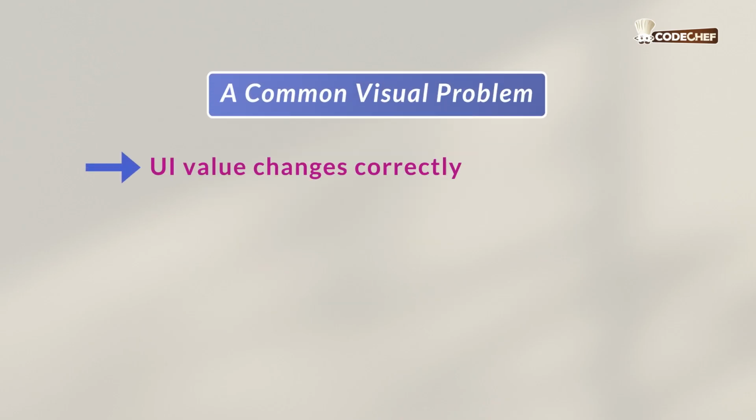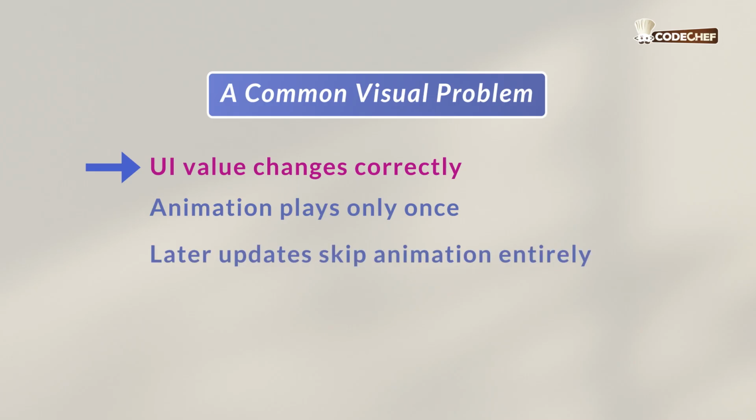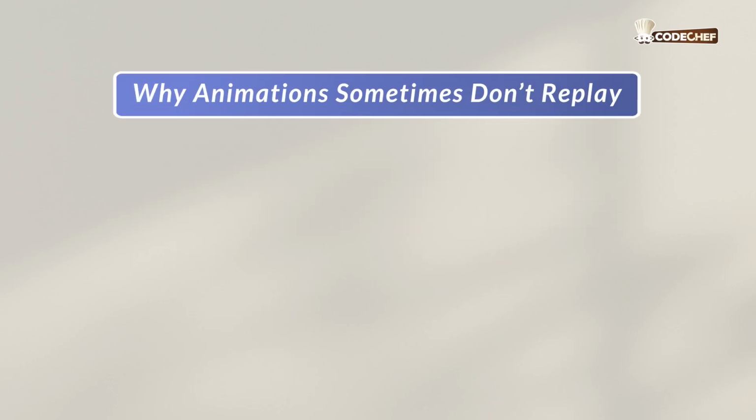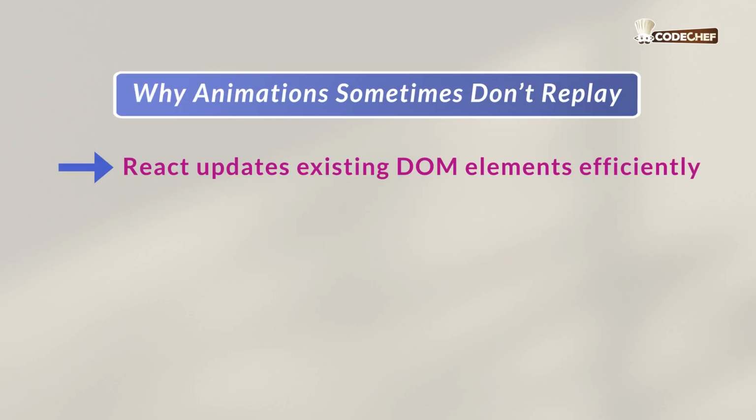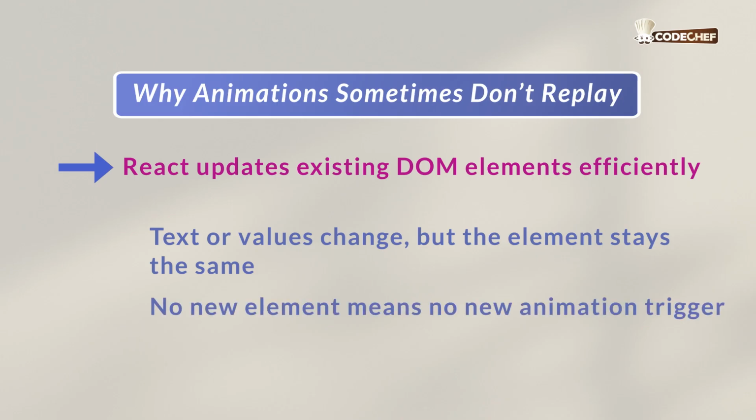A very common issue developers face is this. The value on the screen updates correctly, but the animation only plays once, usually the first time. After that, updates happen instantly with no animation. This happens because React is very efficient. When state changes, React often updates only the text or value, not the actual DOM element. If the element itself doesn't change, the animation has no reason to restart.